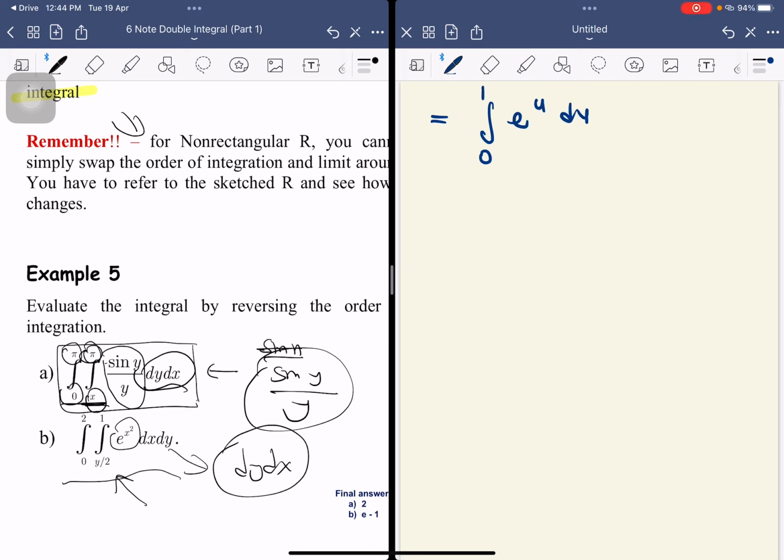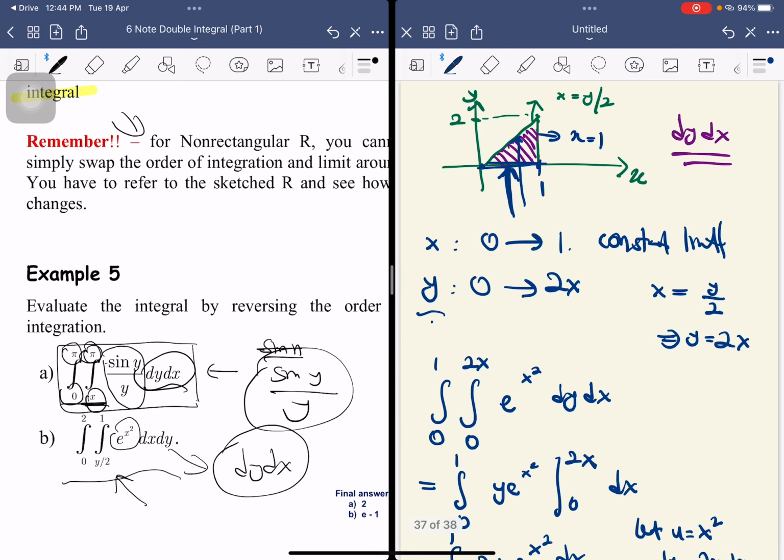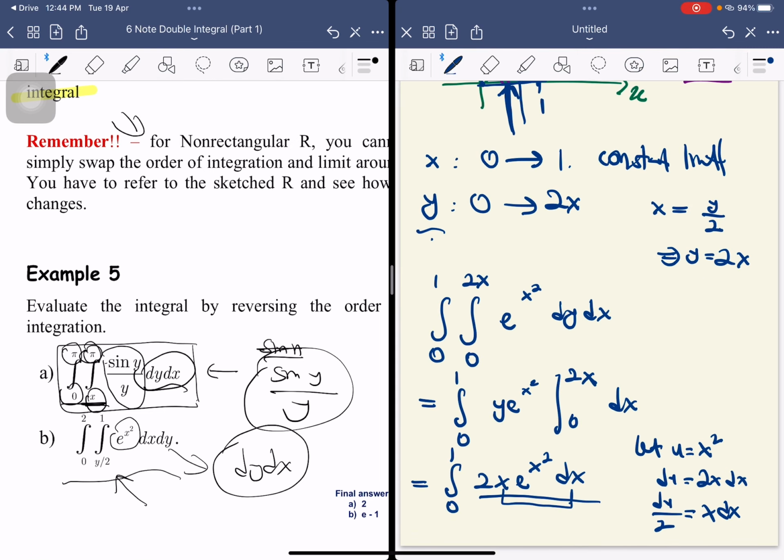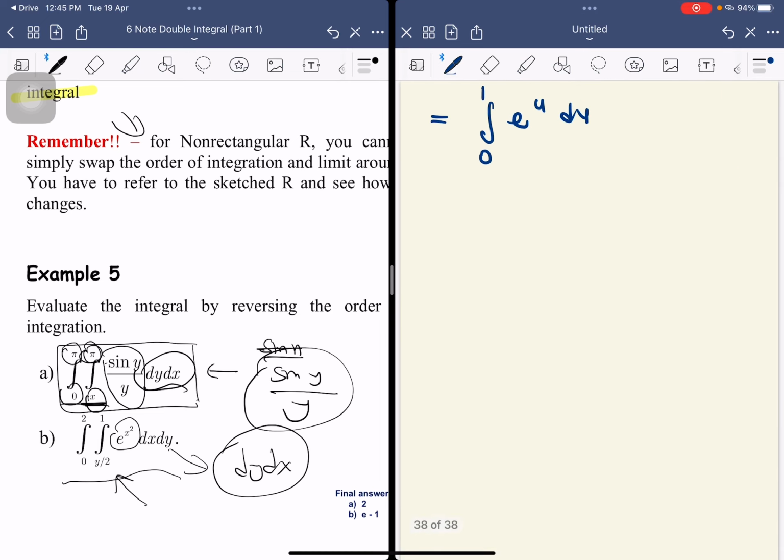Should I have 1 over 2 or not? Give me a moment. 2x, right? Oh yes, no need for this one. You can just replace it, because we have 2x for this part. So we can just replace this with du. You're going to get it in this form, so now it's easy for you to integrate.